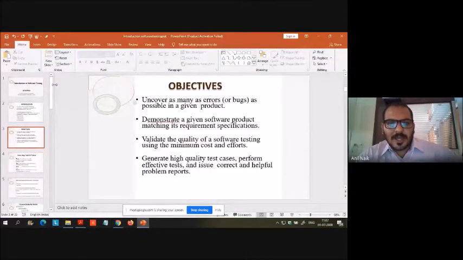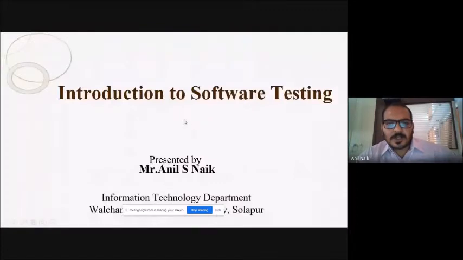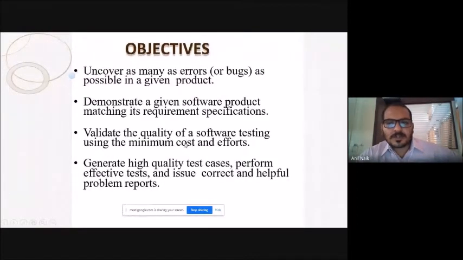So validate the quality of the software testing by using the minimum cost and effort. So it is very important. The quality of the software means the developed software's cost should be low. So validate the quality of a software testing using the minimum cost. We should not spend more time and cost. Effort indicates the resource, the time. So it should take a minimum cost.